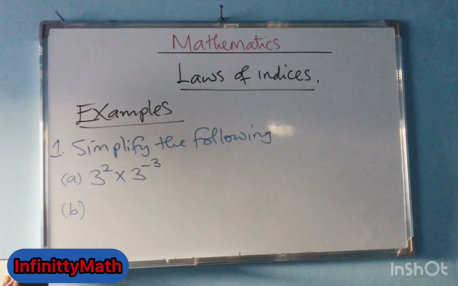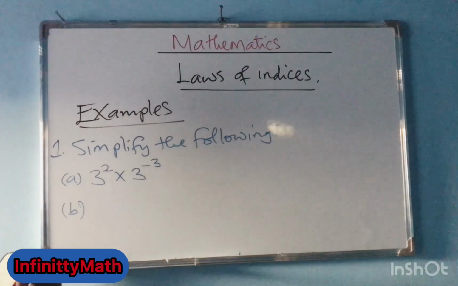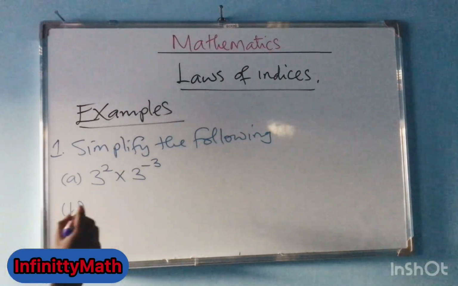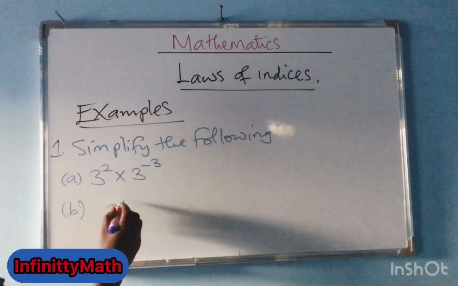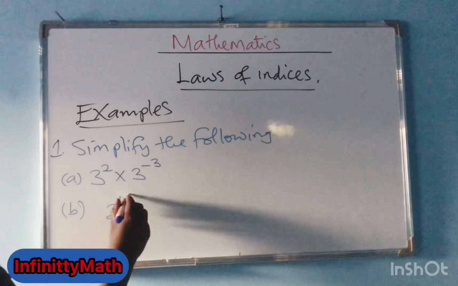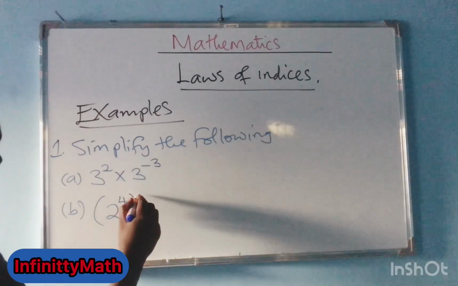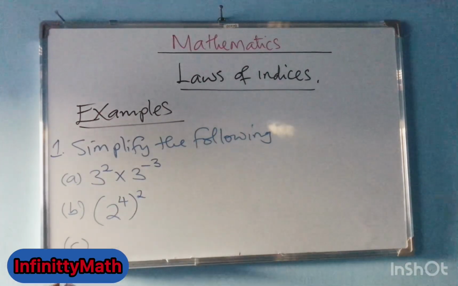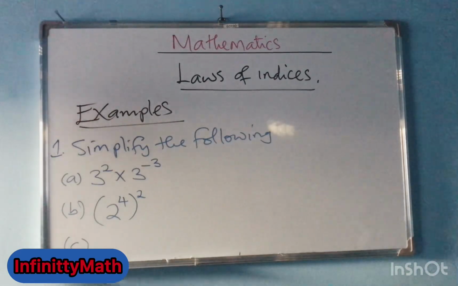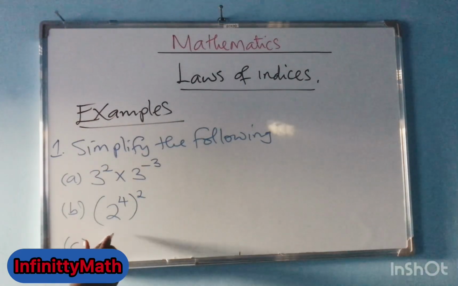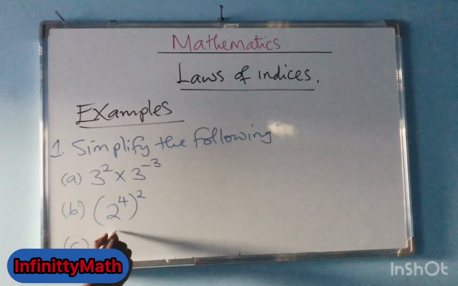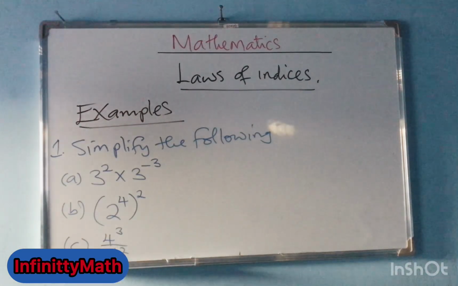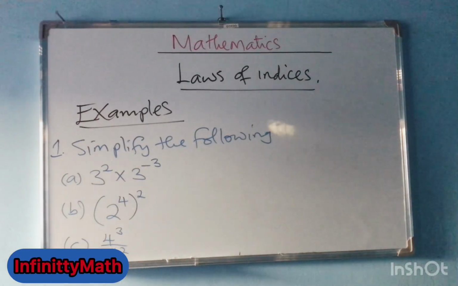Let's look at another question that we can have. Let's say you have this question here: 2 raised to the power of 4 in brackets, raised to the power 2. Then C, we can have another question. Let's say we have 4 raised to the power of 3 over 4 raised to the power of 2. So let's look at those examples and see what we can do.